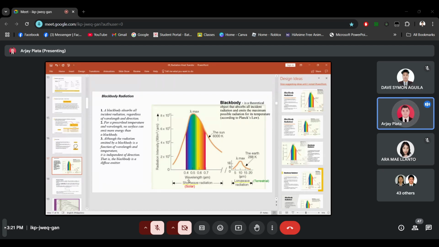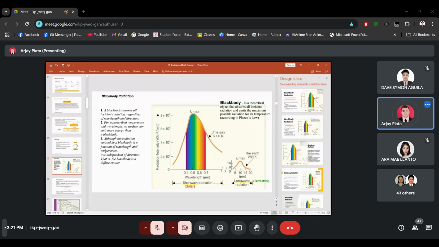So that is our shortwave radiation. A black body is a theoretical object that absorbs all incident radiation and emits the maximum possible radiation for its temperature according to Planck's law.